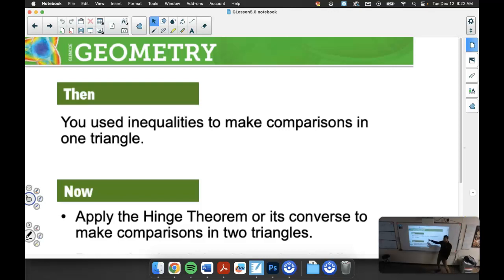We've been talking about inequalities in one triangle. Everything we've been doing has been looking at one triangle. In a triangle, the longer side is across from the bigger angle.